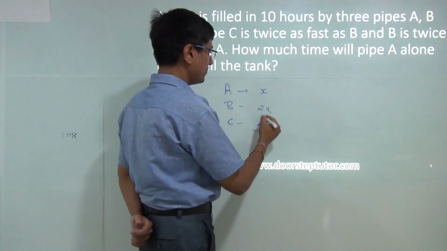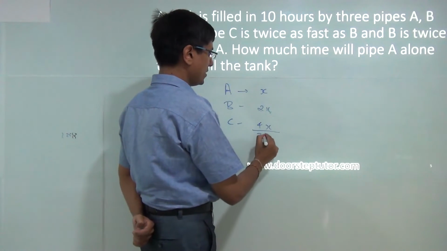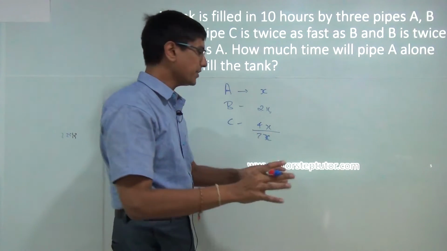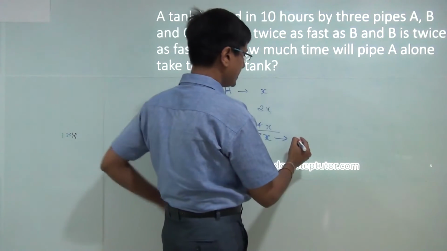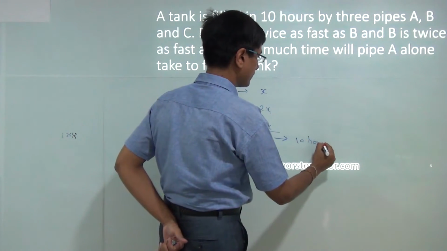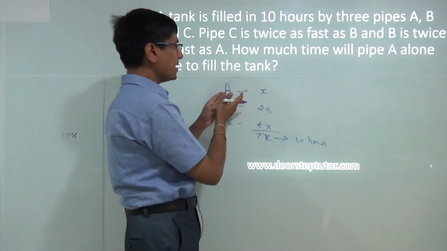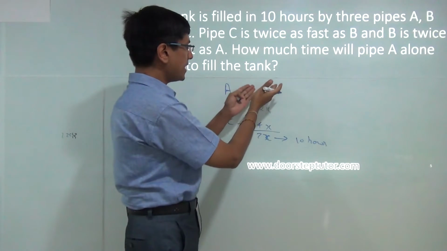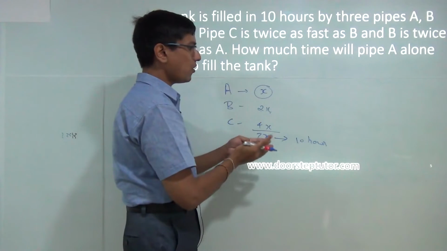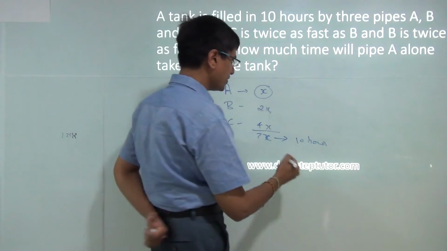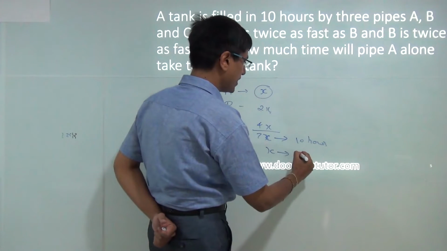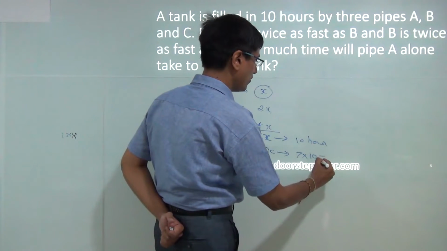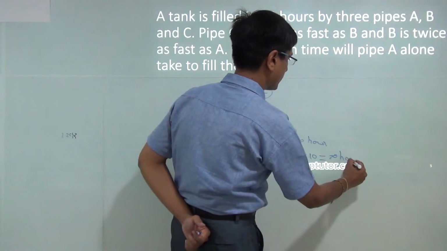What is the total rate? 1 plus 2 plus 4, 7X. Now if they are all working together at this rate 7X, then it takes them 10 hours. If this poor pipe A is working alone at the rate of only X, obviously it will take 7 times as much time. 7X takes 10 hours, so at the rate of X, it would take 7 times as long. So the answer is 70 hours.